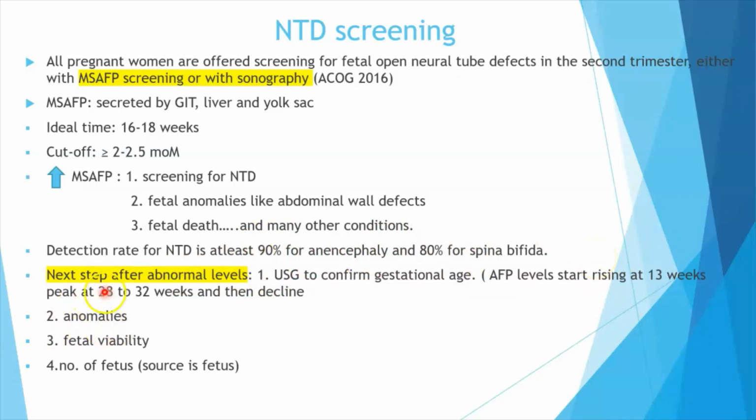Now, what is the next step if we see abnormal levels of MSAFP? First, we need to do USG to confirm the gestational age. Why? Because AFP levels start rising at 13 weeks and they peak at 28 to 32 weeks and then decline. That's why it is performed at 16 to 18 weeks where we have plateau levels. Second, we need to detect the anomalies. Third, fetal viability, because it is also increased in case of fetal death. And number of fetuses, why? Because source is fetus. If there are twins or triplets, the level of MSAFP will be increased.